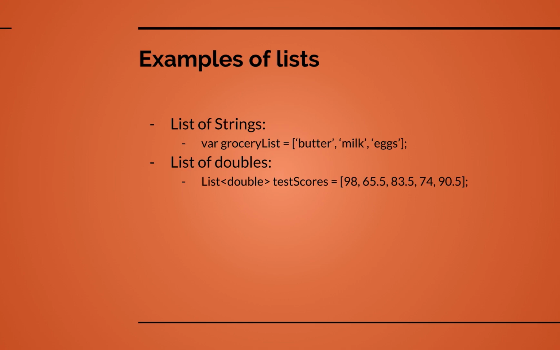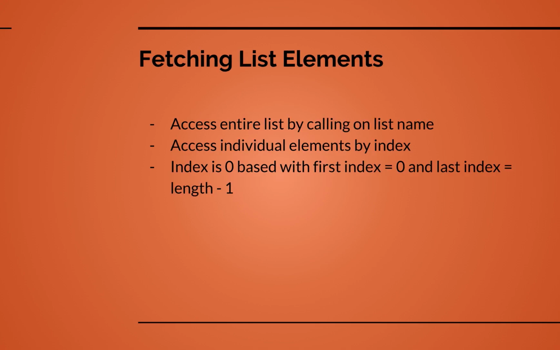There's actually no floats in Dart. But basically the types that we're storing in that list are not restricted. So now let's talk about how to fetch list elements, or how to fetch an entire list. So much like a variable, we can get the entire object by calling upon its name. In that previous example, if we wanted everything within grocery list, we simply call upon grocery list. That returns us the entire list with everything in it.